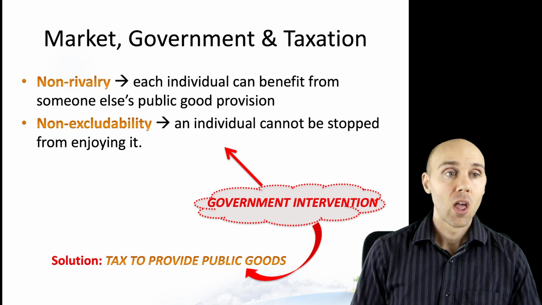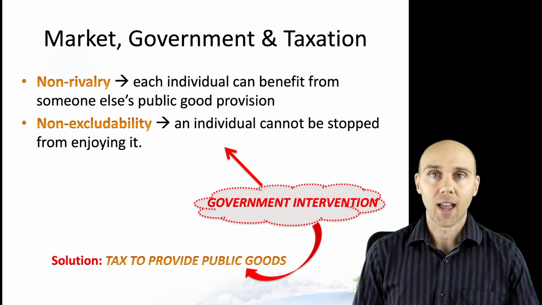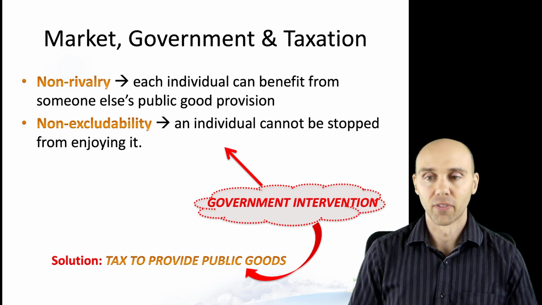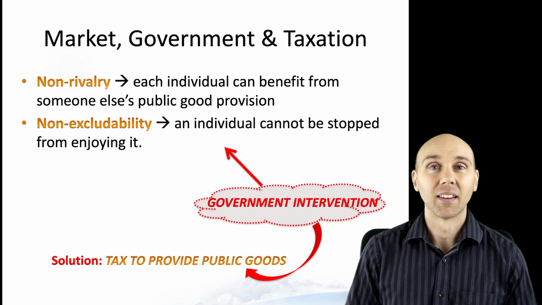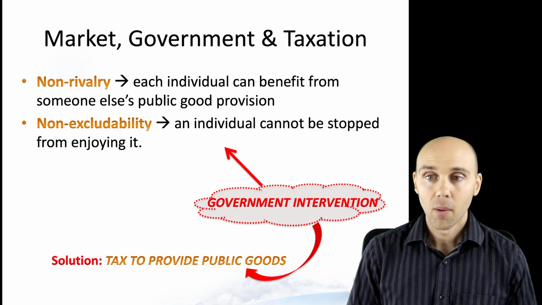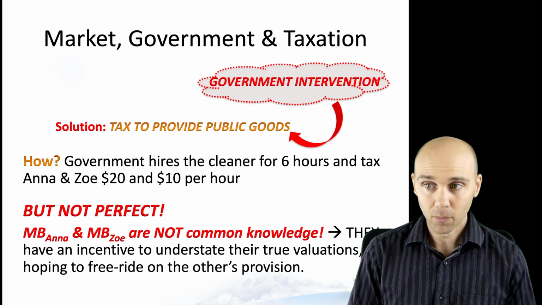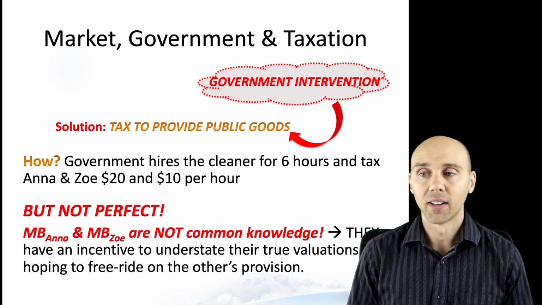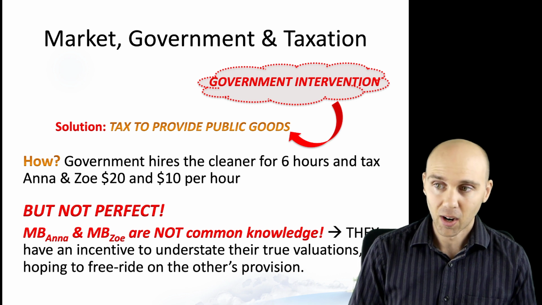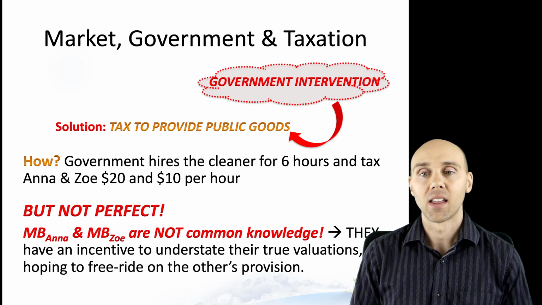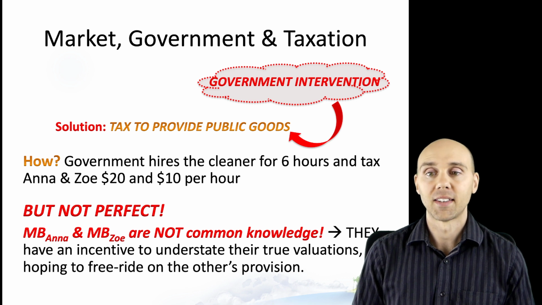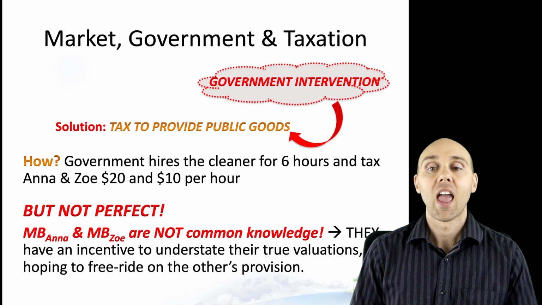How do we do it? Well, the common mechanism is through tax. And again, this is another situation that underpins the economic fundamentals of the economic left. The government can get to this efficient production by taxing both Zoe and Anna and then using that money to hire a cleaner for 6 hours. So the government hires a cleaner for 6 hours and taxes Anna $20 per hour and taxes Zoe $10 per hour, and we get there.